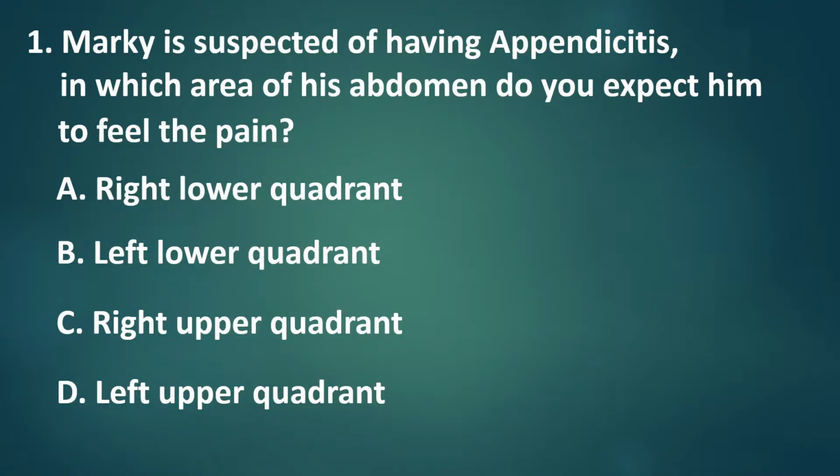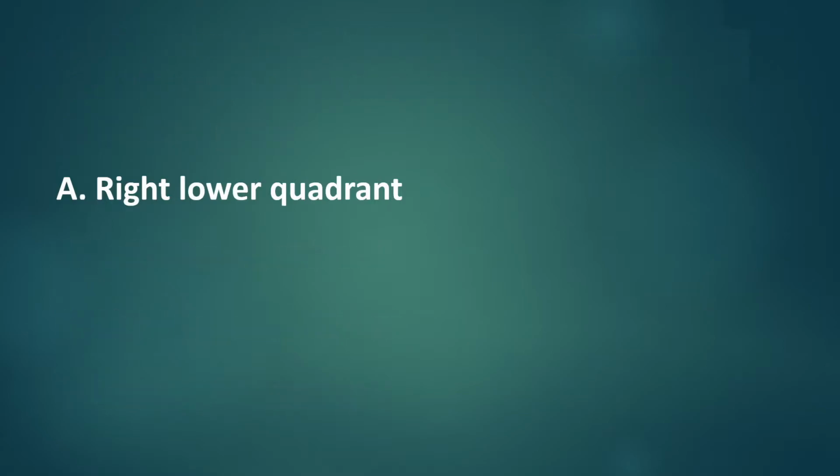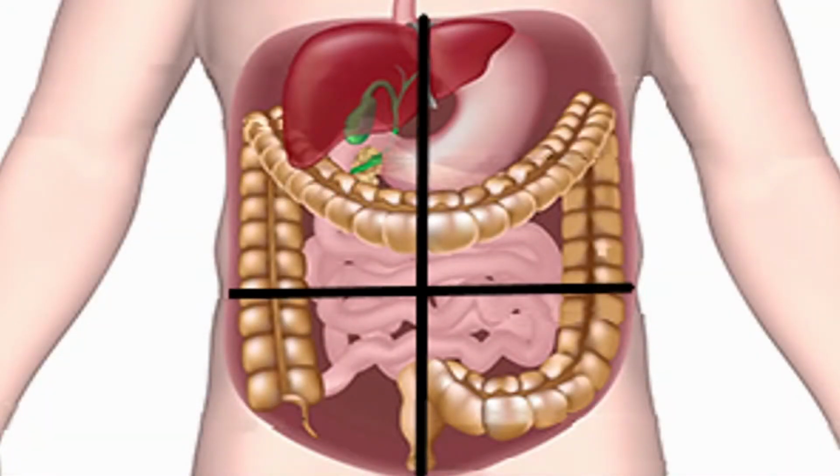The correct answer is A. Right lower quadrant. Our abdomen is divided into 4 quadrants, wherein the navel serves as the center point. The appendix is located in the right lower quadrant, therefore an inflammation can cause pain in the said area.